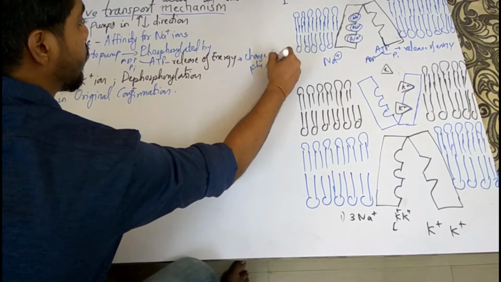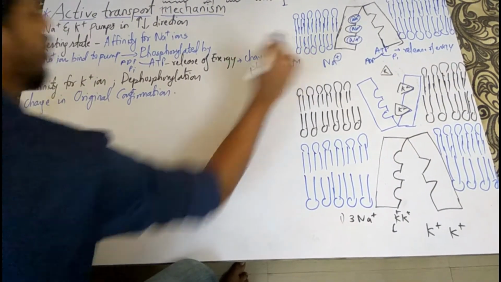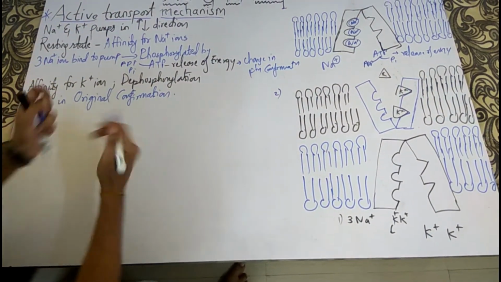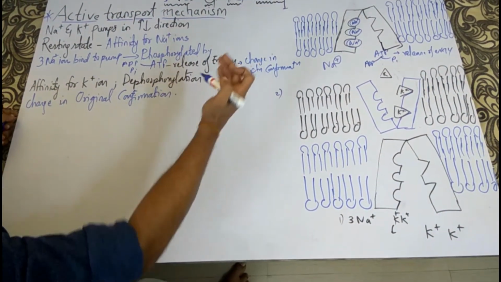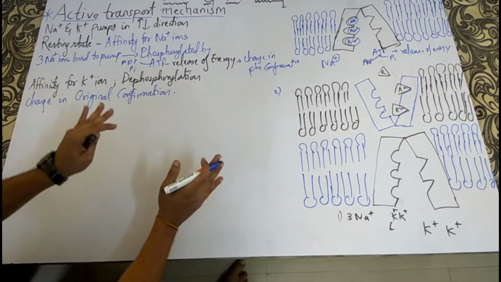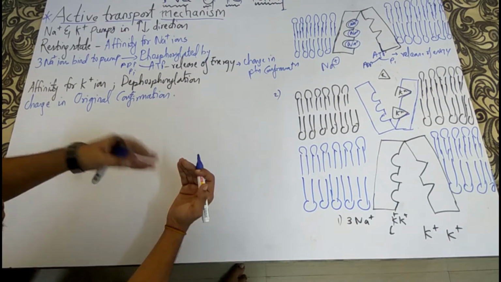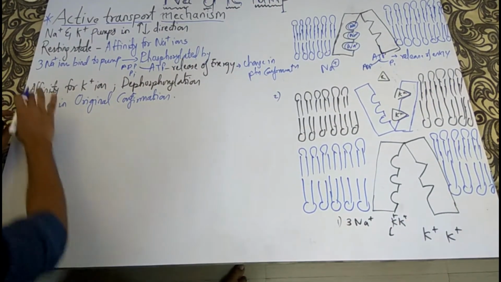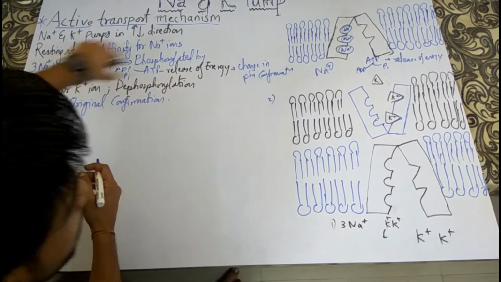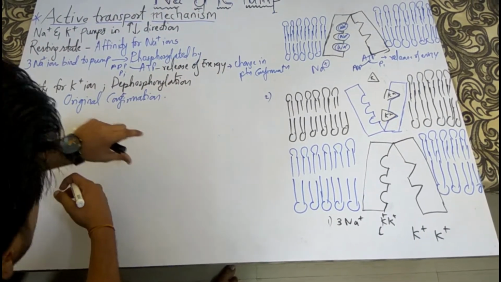Change in protein conformation. Then as the protein conformation changes, it opens towards the outside and releases the sodium ions. Its affinity changes, and it no longer has affinity towards the sodium ions. So the affinity for the potassium ion increases, and the potassium ion binds to the protein.